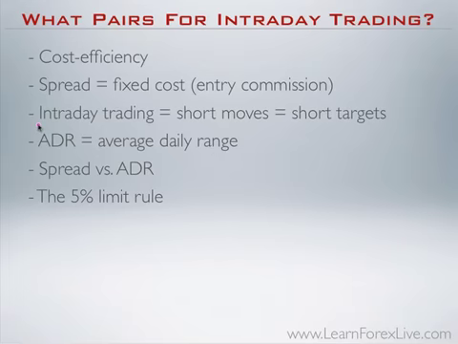Now, please mind that we are talking about intraday trading here. By definition, intraday trading means short moves and, as a result, short targets, short profit-taking levels. That means the distance from your entry level to your profit-taking level is going to be maybe 30 pips, 40 pips, 50 pips at the very most. At no rate are you going to average 100 pips per trade, 150 pips per trade. It's just impossible. As an intraday trader, you are not going to be aiming for large moves. Instead, you are going to keep your profit-taking levels rather small.